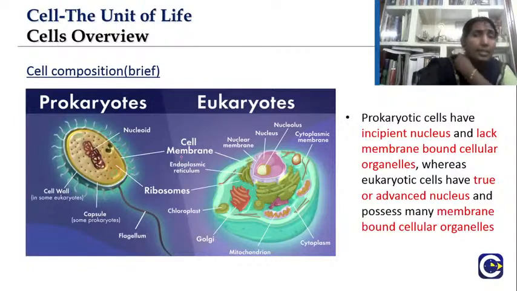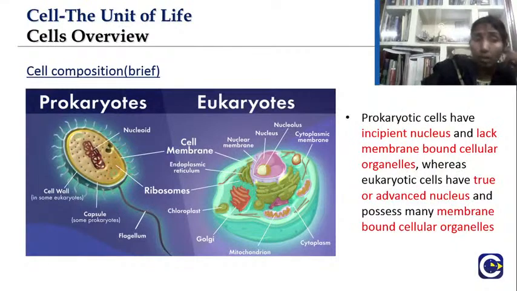And you can always say that the prokaryotes have a very incipient nucleus in the form of a nucleoid. They don't have proper membrane bound cellular organelles, whereas a eukaryote has proper membrane bound organelles, and they have an advanced nucleus, a true nucleus. Here you don't find such a true nucleus. So that is another difference.